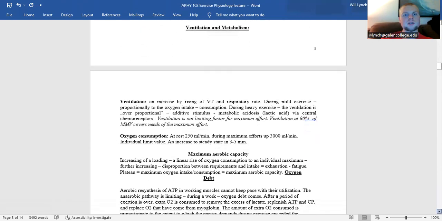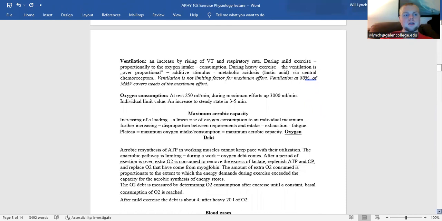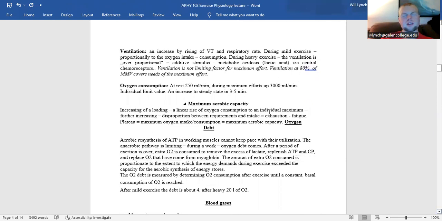Moving on to the respiratory system and ventilation. Ventilation is going to be a product of respiration, right? So breathing, of course, during exercise, oxygen requirements are going to go up. During mild exercise, we're going to rise as far as the respiratory rate proportionally to the oxygen intake or consumption that's needed. During heavy exercise or really intense exertion, ventilation is actually going to be over proportional, right? So this is going to be an additive stimulus.